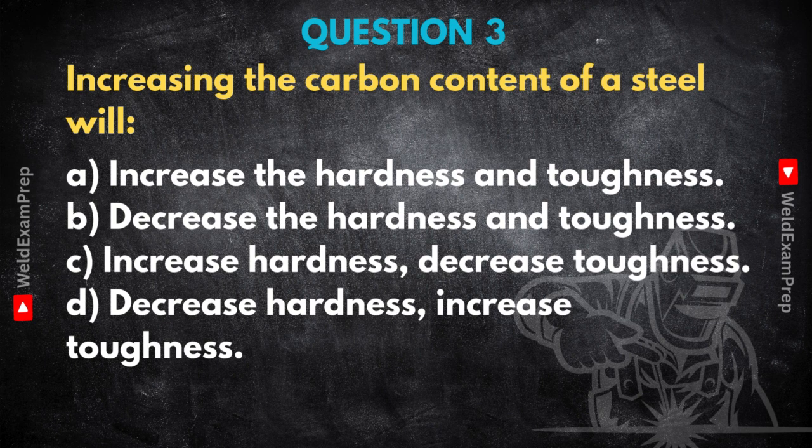Yes, the classic trade-off. The correct answer is C, increase hardness, decrease toughness. See, carbon is the main hardener in steel. Add more carbon, you get more carbides forming in the microstructure. These carbides are hard and brittle, and they act like tiny obstacles, stopping dislocations from moving easily. That's how metals deform plastically. So more obstacles mean more resistance to deformation. That directly means higher hardness, higher tensile strength.